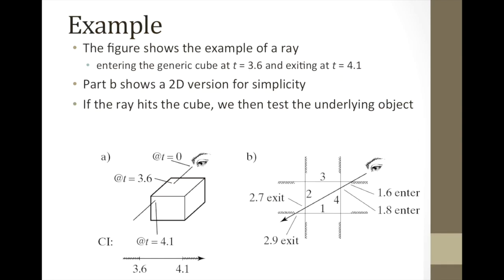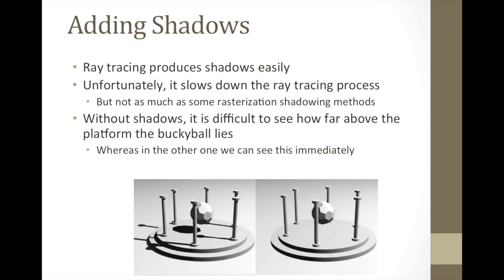So here's an example. We can essentially use a clipping algorithm or something similar to test this idea. And again, it's all parametric form. So if we have a hit time of our bounding box, then we know we have to test against the rest of the underlying object.